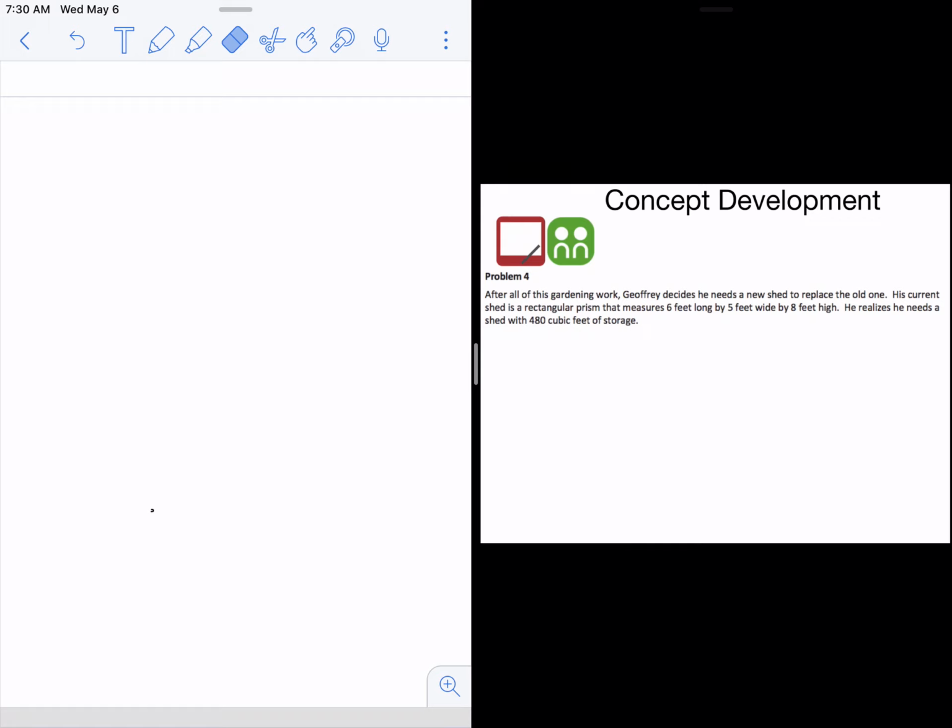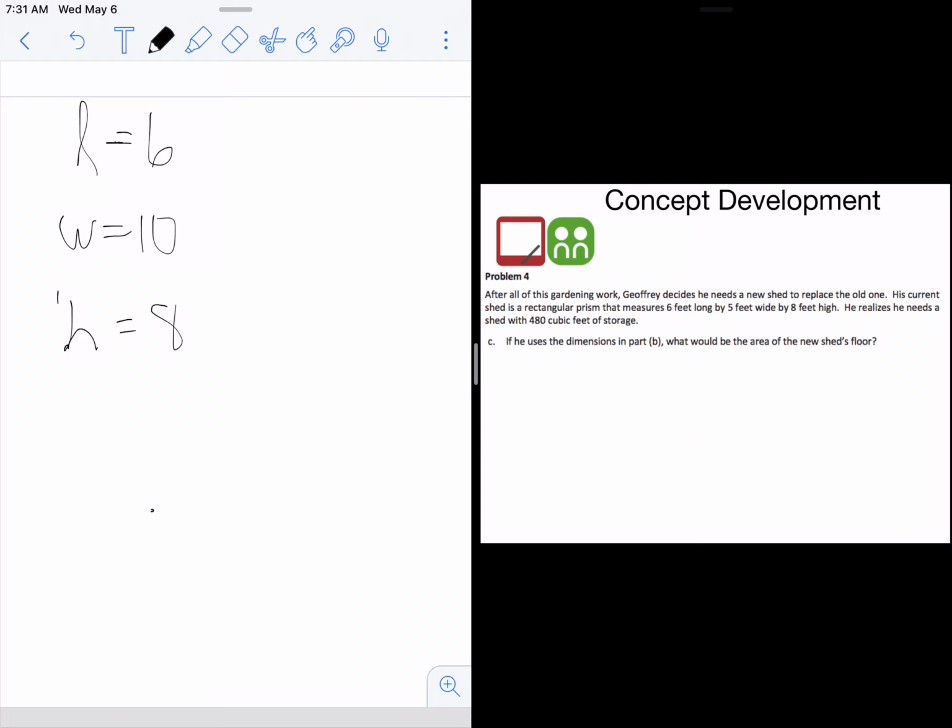Okay, and the last one for problem 4 is, after all this gardening work, Jeffrey decides he needs a new shed to replace the old one. His current shed is a rectangular prism that measures... Oh, we already did this. Here we go. If he uses the dimensions in part B, what would be the area of the new shed's floor? Okay, so part B, what we previously did, we had a length of 6, a width of 10, and a height of 8.